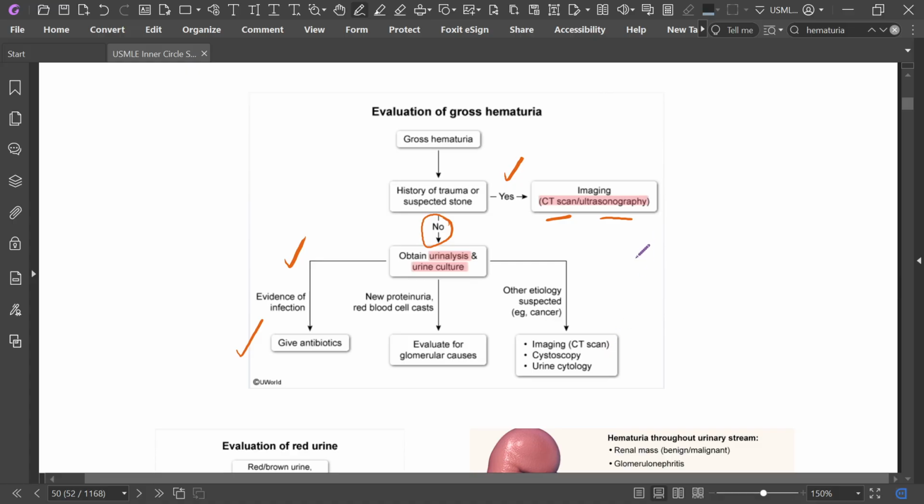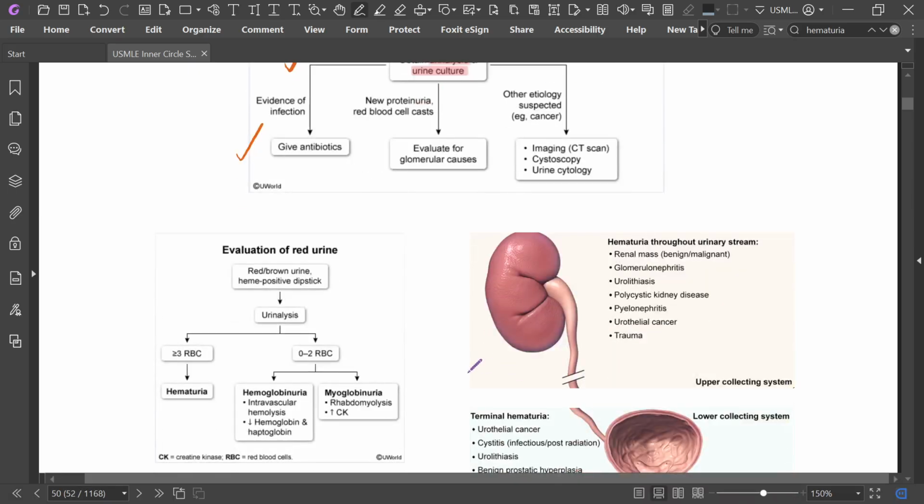So in gross hematuria, in short: if there is trauma or suspected stone, yes, do CT scan or ultrasound. No, obtain urine analysis and urine culture. If there is evidence of infection, give antibiotics. If new proteinuria or RBC cast, evaluate for glomerular causes. If other etiology suspected like cancer, do imaging, cystoscopy, and urine cytology.